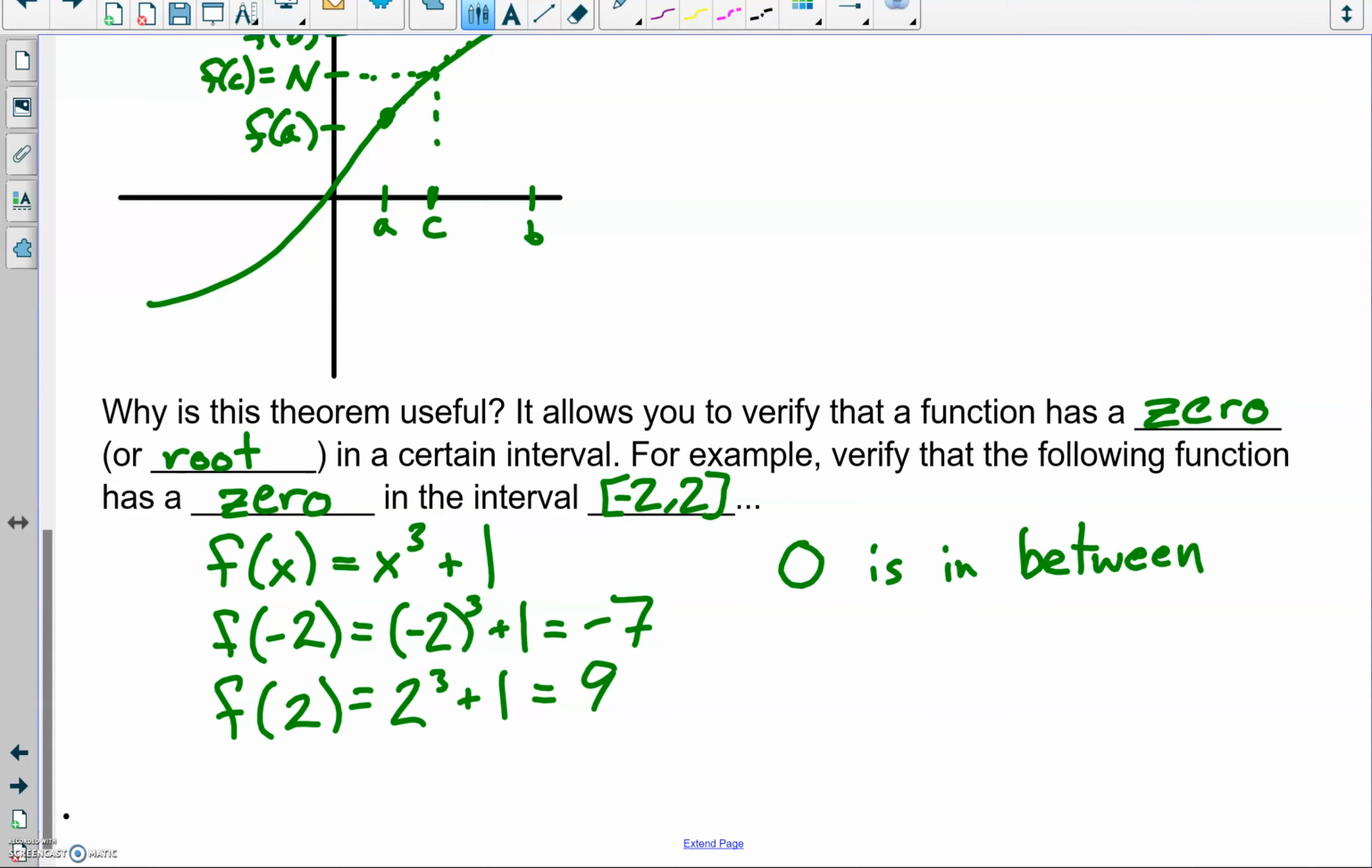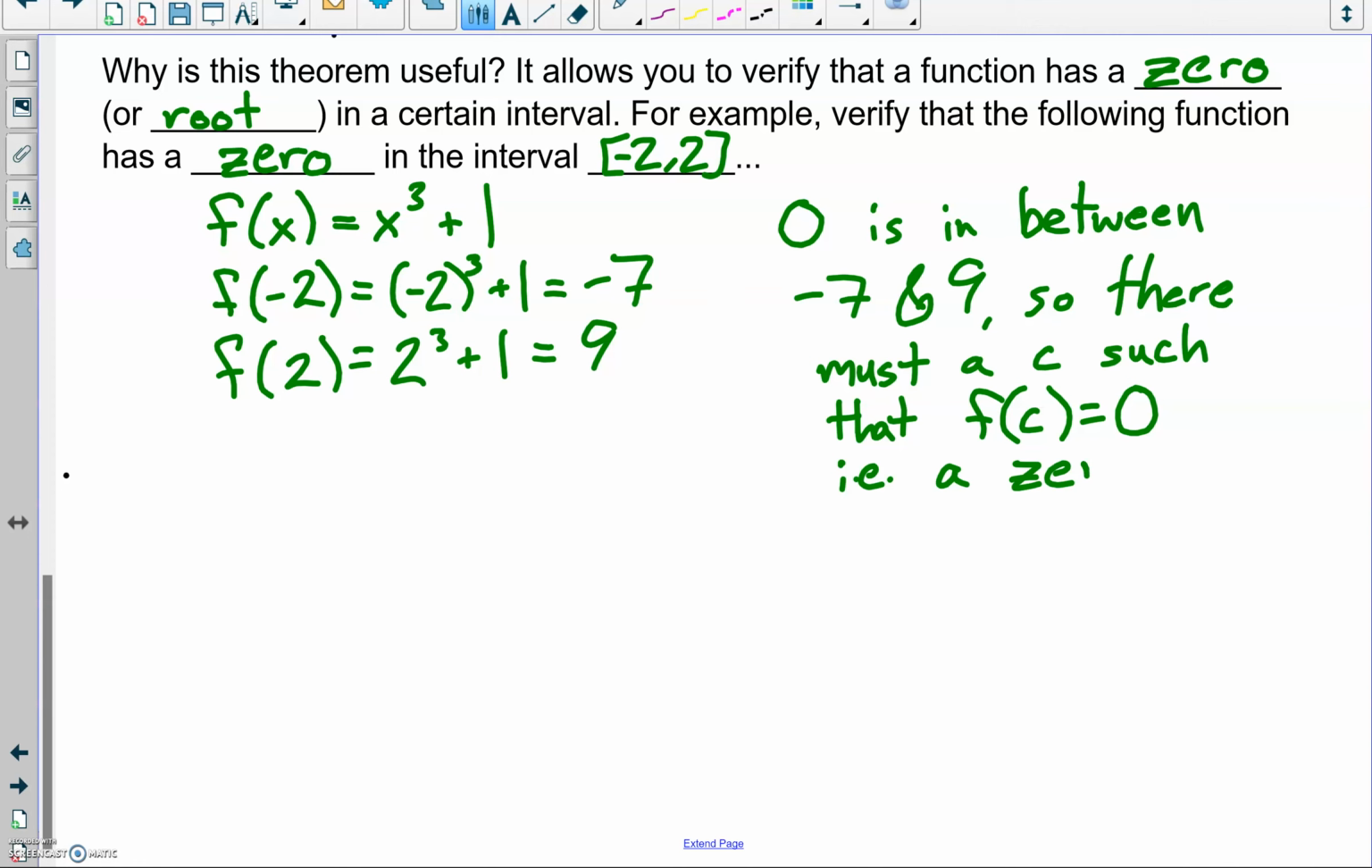-7 and 9. And because this x cubed plus 1 is continuous, there must be a c, some x value, such that the f of c will equal 0. So what that really means then overall, i.e., a 0 exists between -2 and 2 on this graph.